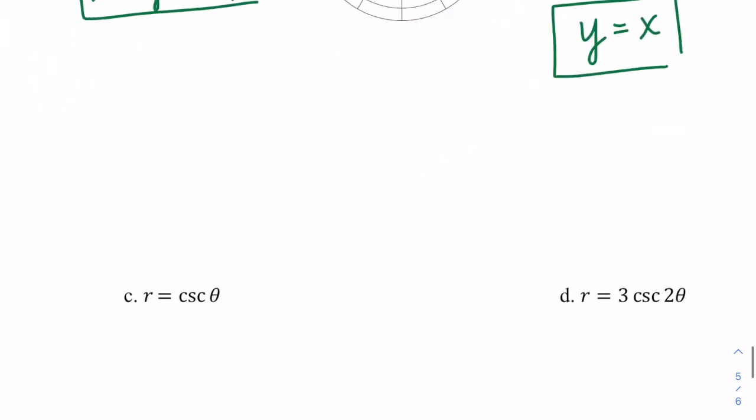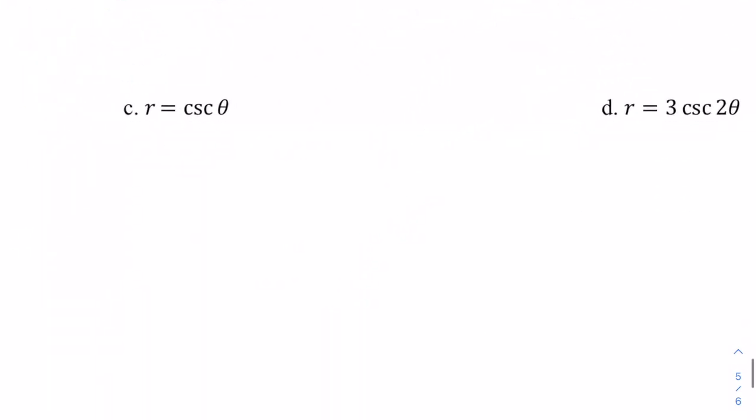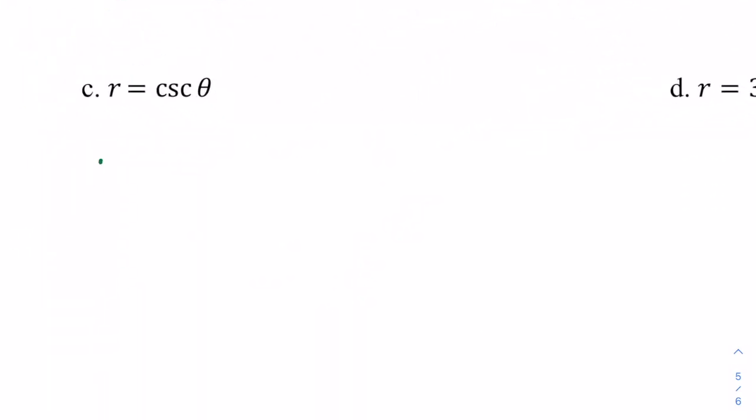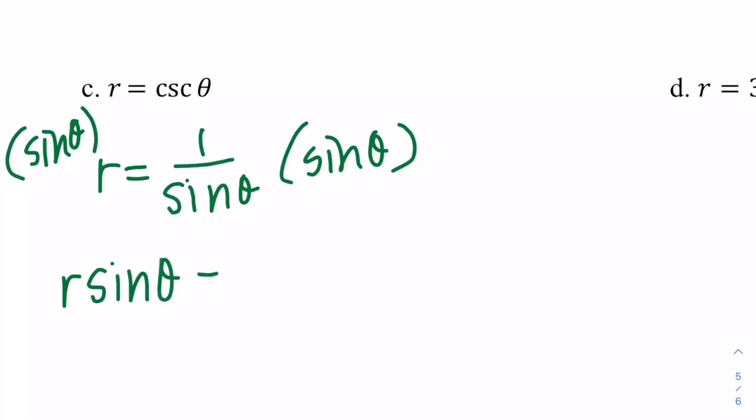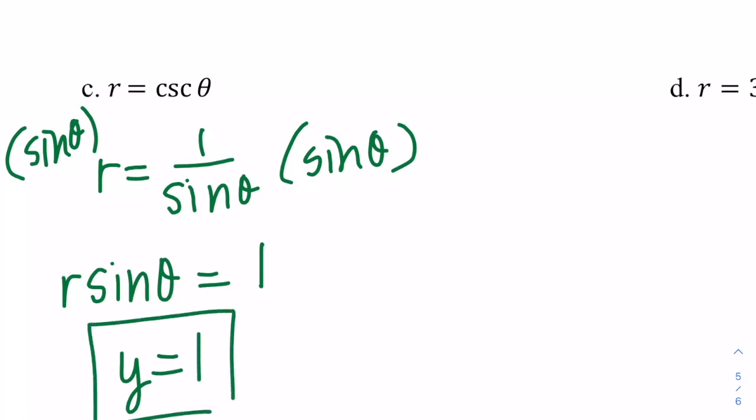Now for the next two, it'll take a little bit more problem solving. We could change cosecant into 1 over sine of theta, and then multiply both sides by sine of theta. So we'll have r sine of theta equals 1. And we know r sine of theta is y. So the equation would be y equals 1.